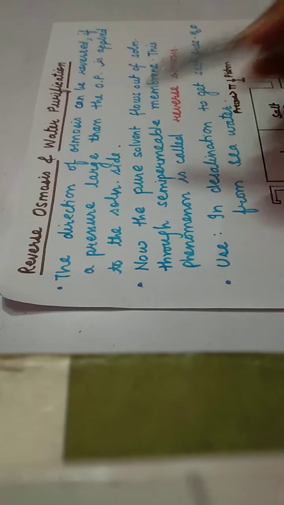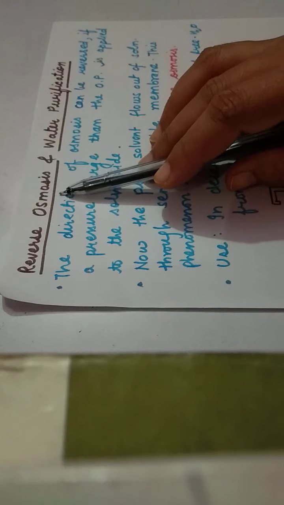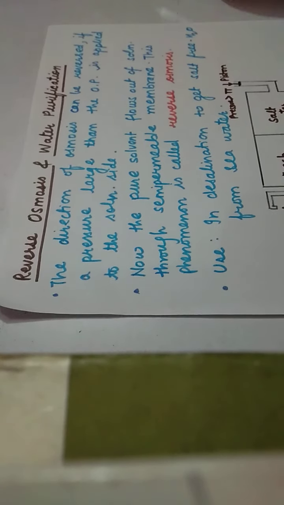Here the solution is having less osmotic pressure than the other solution. In this case, cell swells. In this case, cell shrinks. And in this case, cell remains same. So these are the three types of solution. So the next topic in this is reverse osmosis and water purification.